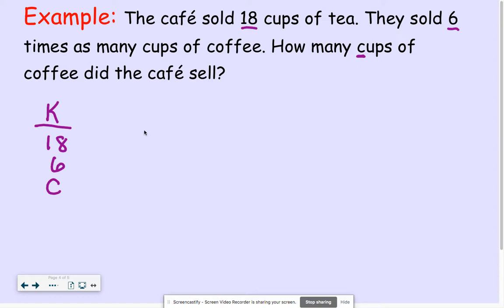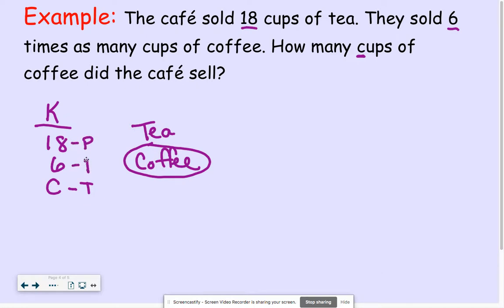So we have tea and we have coffee. Now, that last sentence talked about which one is more. They sold 6 times as many cups of coffee. So coffee is our bigger amount, and that is the one we don't know. So that's our total. We do know 18 then is a part and 6 is a part. So now we look for some keywords.